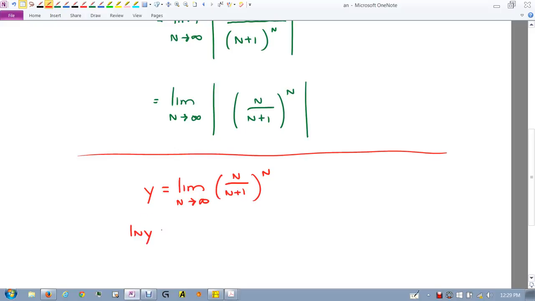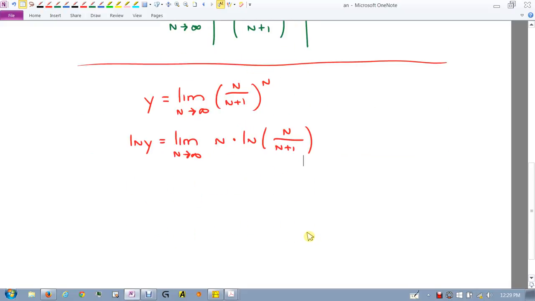Natural log y equals limit n goes to infinity. We're popping a natural log in here, right? But that allows us to drop the n out front. So n times natural log n over n plus 1. You remember what we did now? Put that n in front of the log down on the bottom as a 1 over n. Good.